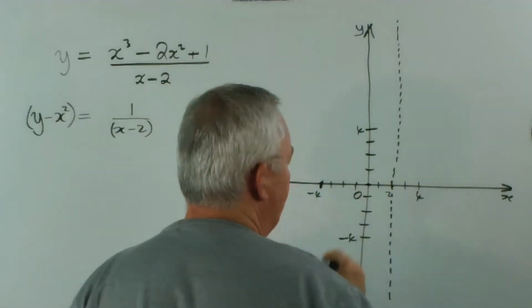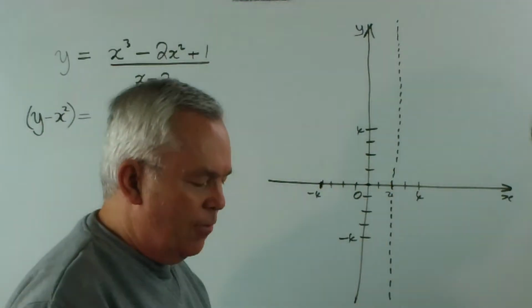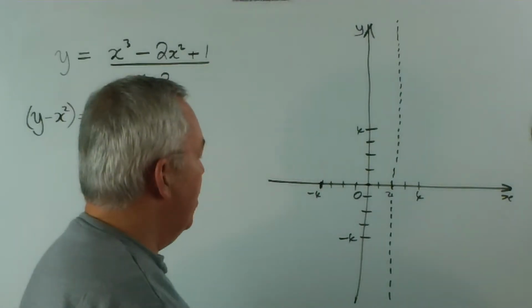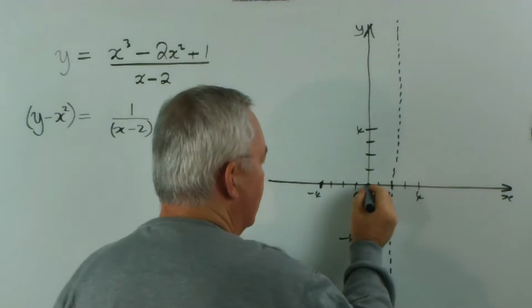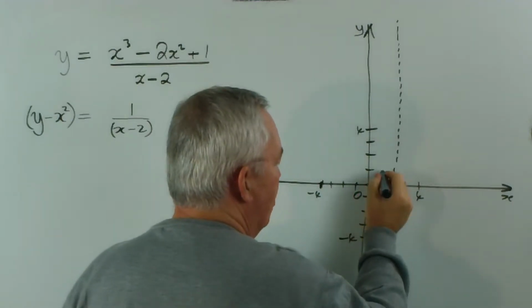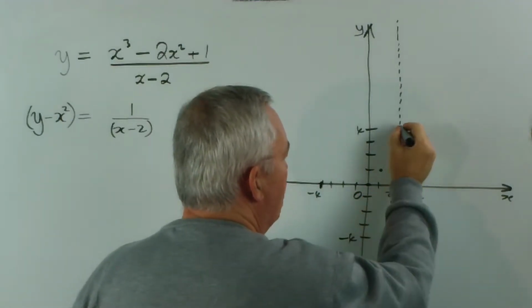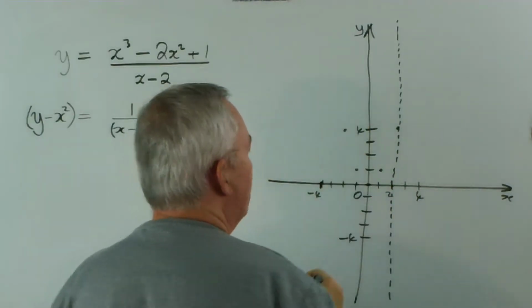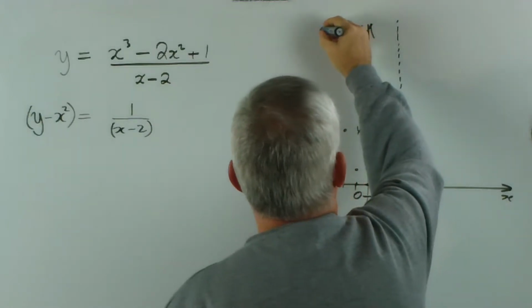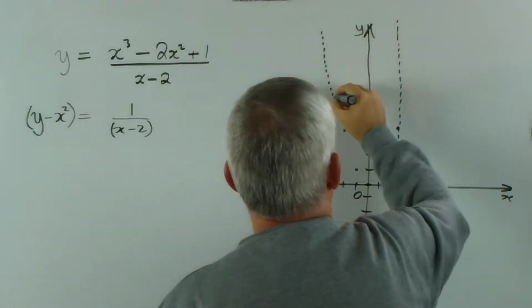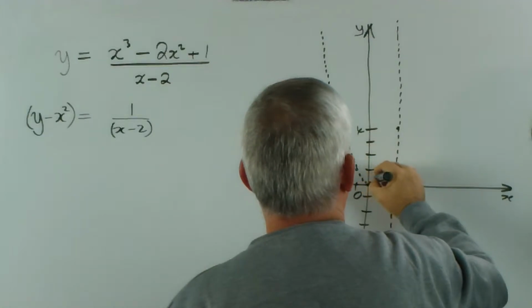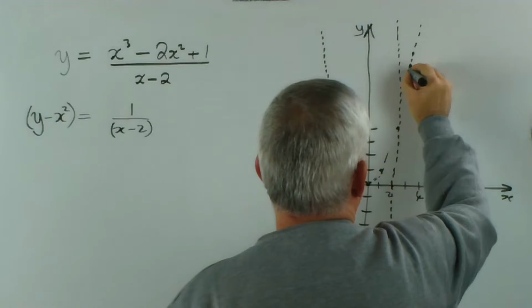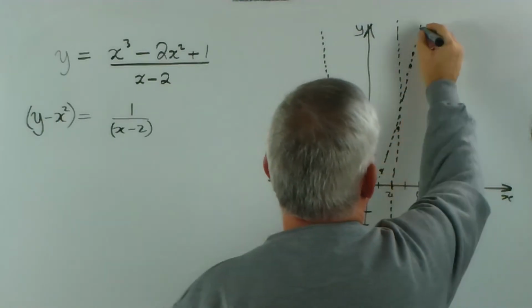Now, I'm assuming if you're graphing rational functions that you know how to graph quadratics, and certainly y equals x squared. So it goes through the origin, through 1, 1, through 2, 4, minus 1, 1, minus 2, plus 4. So we're going to have a parabola here, which is an asymptote.